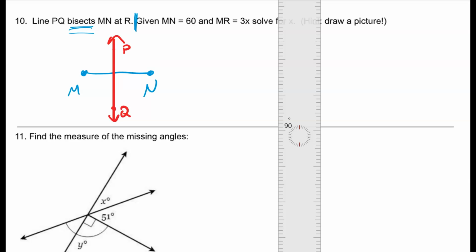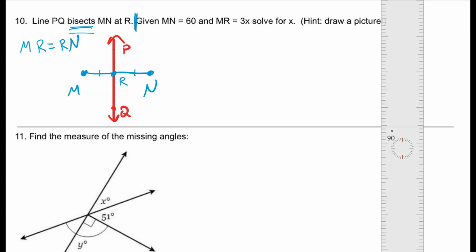Remember that a bisector goes through the midpoint of a segment and cuts a segment into two congruent parts. To show that those parts are congruent, I'm just going to use a little tick mark on both sides. So in this case, because I know PQ is bisecting MN, I know that MR is equal to RN. So it tells me that MN is 60, which is the whole length of the segment, and MR equals 3x.